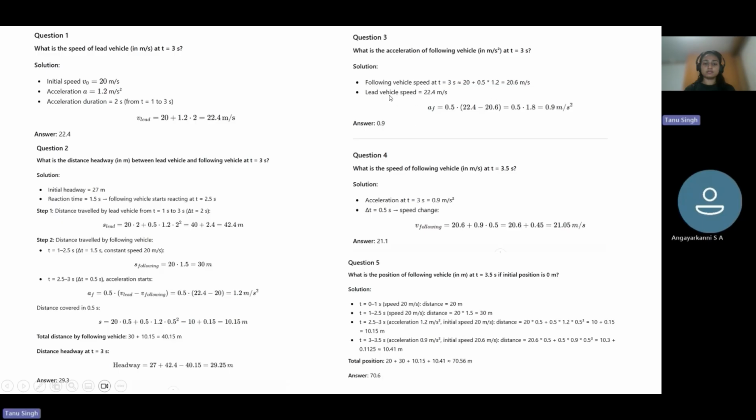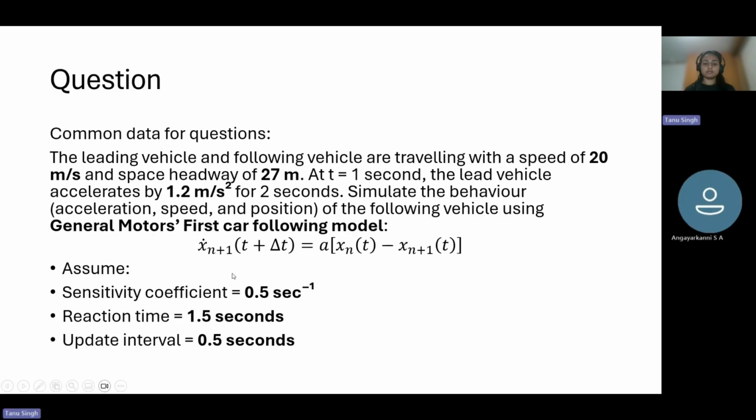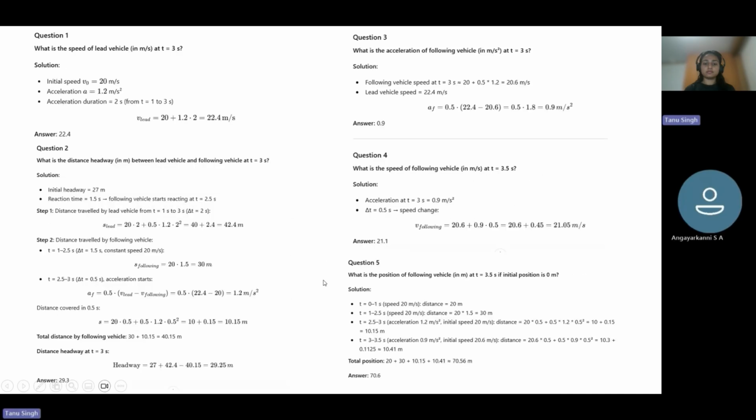Then we have the lead vehicle speed that we have already calculated at t equals 3 seconds as 22.4, and we put them in the General Motors model equation. We get the acceleration for the following vehicle as 0.5 multiplied by 22.4 minus 20.6, and we get 0.9 meter per second square.